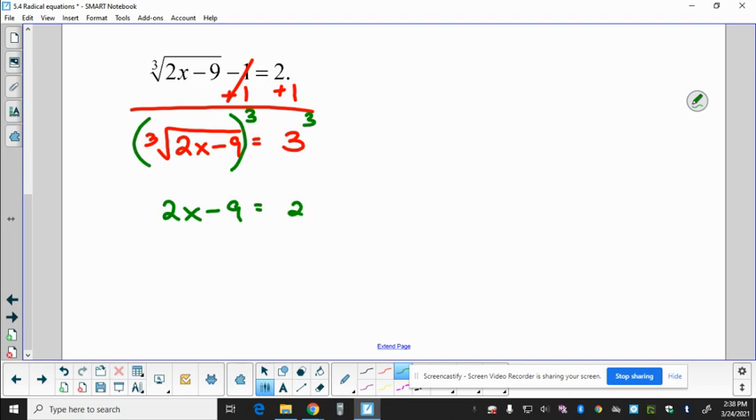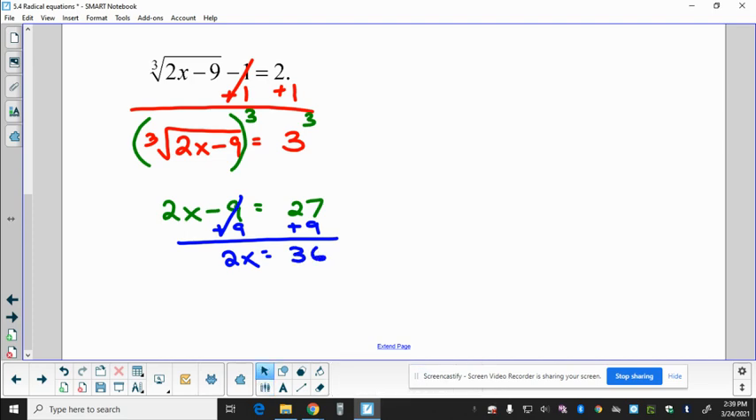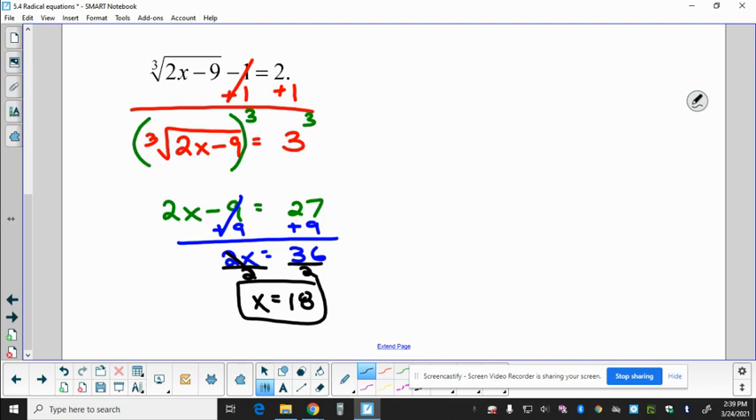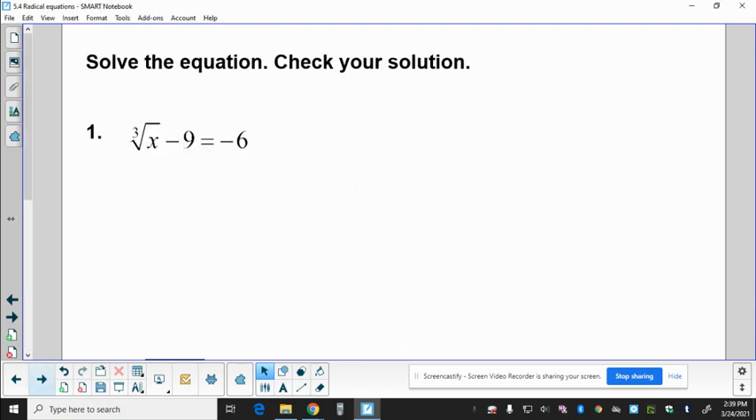3 cubed is 27. Now we're down to just the basics of solving equations. And if we divide by 2, x is 18. Once again, let's put that back into the original problem, check it, see if it gives you a true statement or not. Okay, and that one works. On to the next.